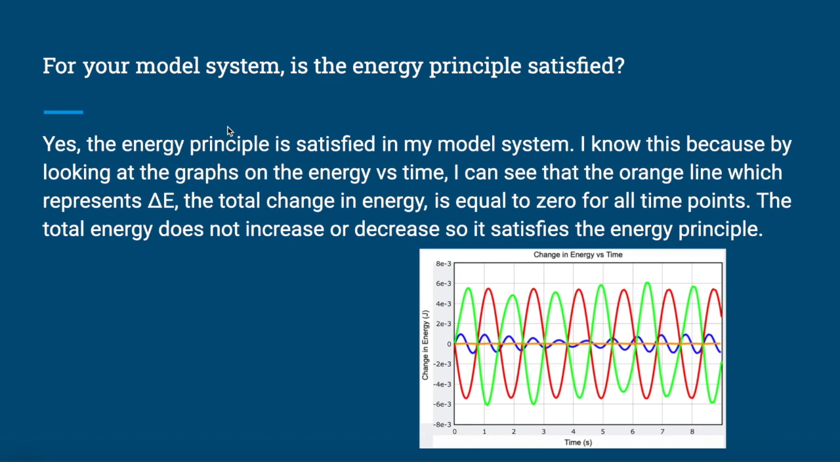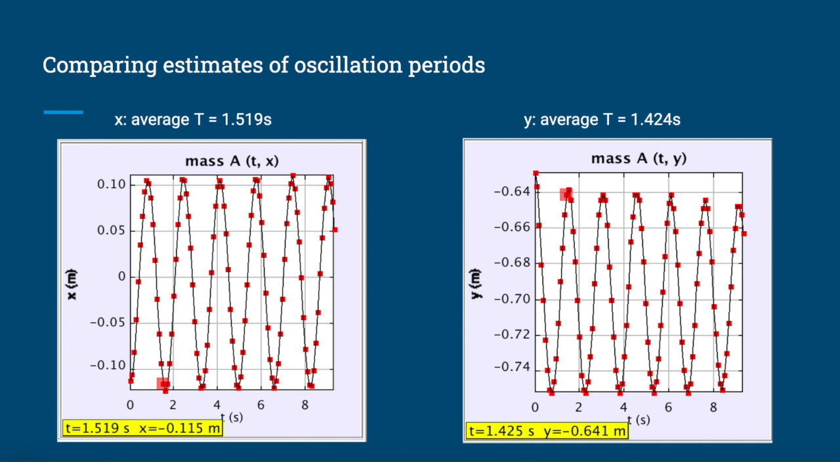And then comparing the estimates of oscillation periods, for the x, I got an average T of 1.519 seconds. In the y, I got an average T of 1.424 seconds. And so the time period was shorter in the y direction. And this is because the oscillation in the y is more accurate because the forces are acting on the object in the y position. And so in conclusion, this model obeys the energy principle and is a good model of a spring mass system.